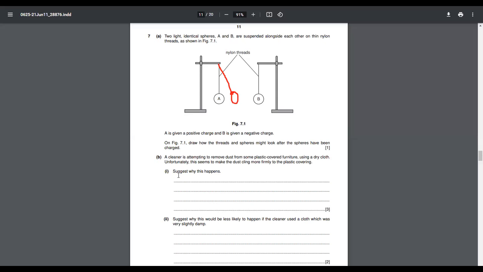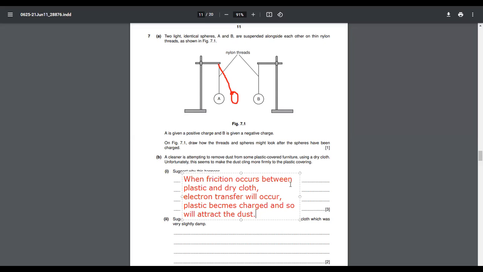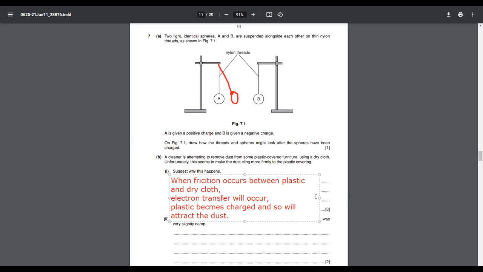Now returning back to our question, suggest why the dust clings more firmly to the plastic covering. We could say that when the friction occurs between the plastic and the dry piece of cloth, electron transfer will occur, as we just saw, for example from the piece of cloth to the plastic. The plastic will become charged, and so will attract the dust. That's the explanation for the above part.